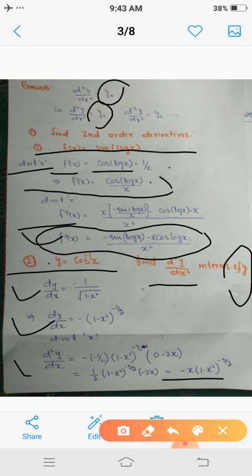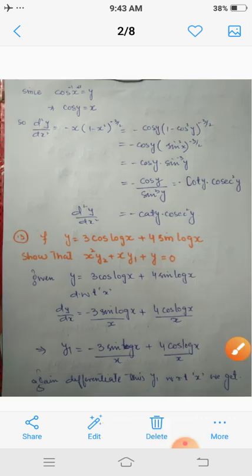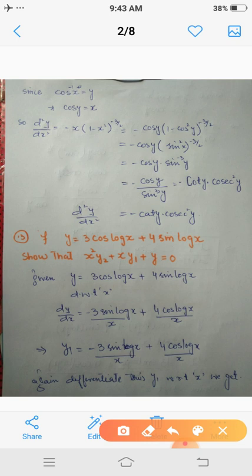Now we have to write this d2y by dx square in terms of y, where this y is cos inverse x, which implies that cos y is x. So d2y by dx square becomes minus x into (1 minus x square) whole raised to power minus 3 by 2, which is minus cos y into (1 minus cos square y) whole raised to power minus 3 by 2.